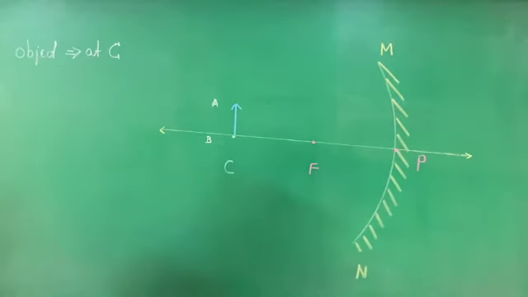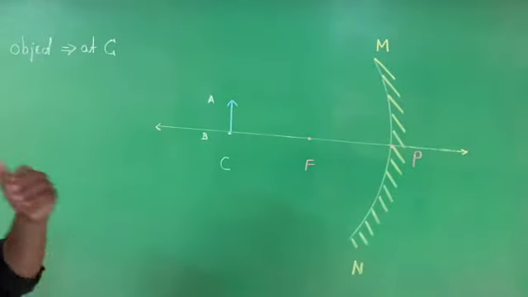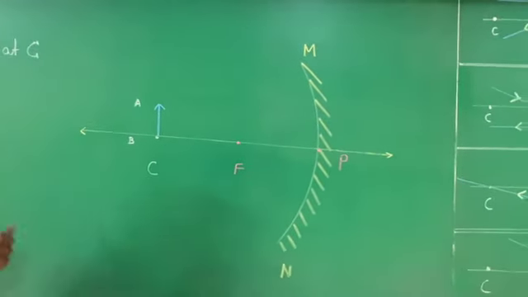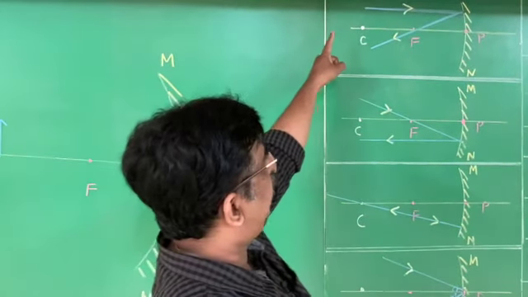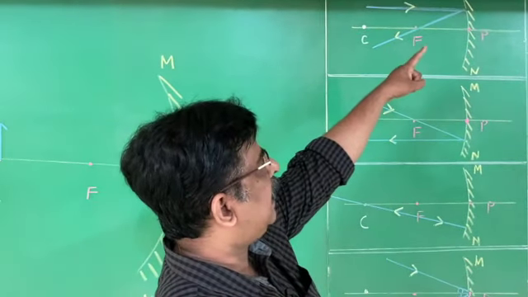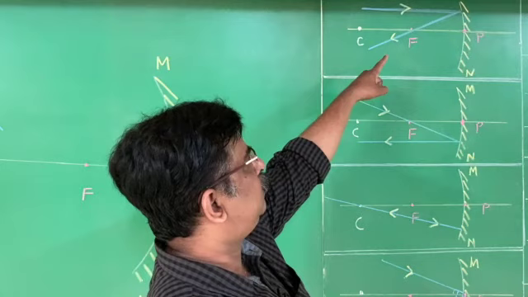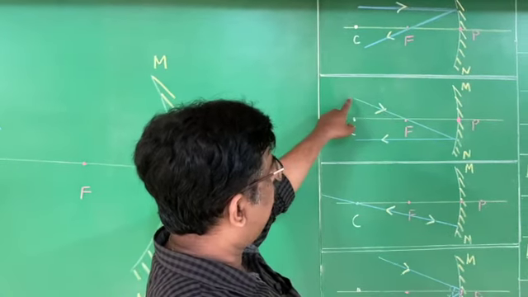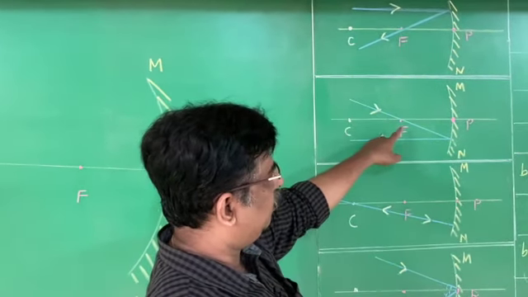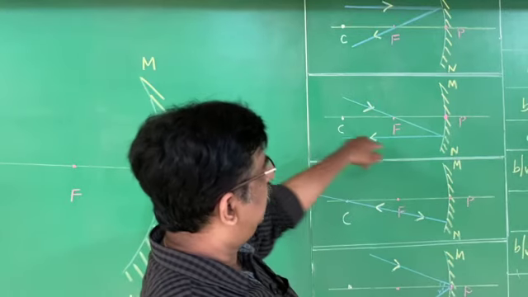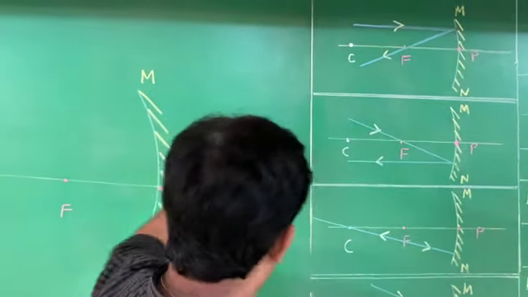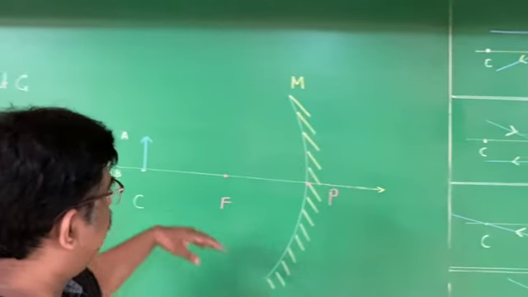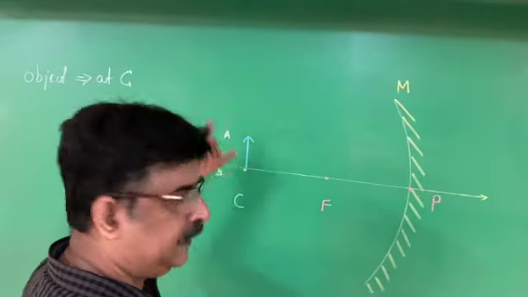Now see, out of the 4 conditions, we have to select 2 conditions. In the textbook they are given the first one and the second one. The ray of light parallel to the principal axis after the reflection passes through the principal focus. The ray of light that passes through the principal focus after the reflection travels parallel to the principal axis. These 2 conditions are used to get the image of the object which is placed at C.